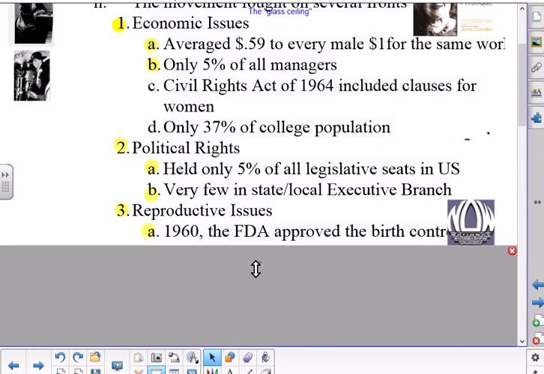Another big issue in the women's rights movement was the FDA approving the birth control pill. Now, this might sound a little out of bounds, and I'm certainly not going to get into it too much, but it is something that is commonly covered in the women's rights movement because of one simple thing. Although birth control does nothing to stop any sort of sexually transmitted diseases, it is a big leap forward in controlling unwanted pregnancies. And so you have women feeling empowered to say, I only want to have this many kids or no kids or whatever it is.